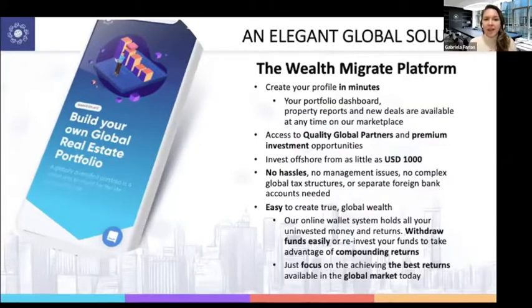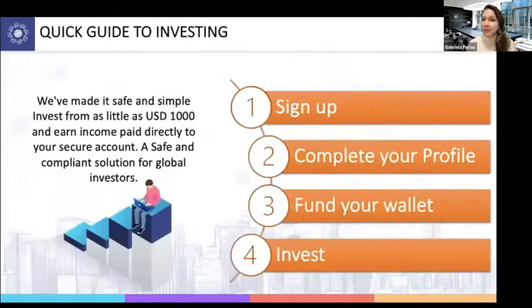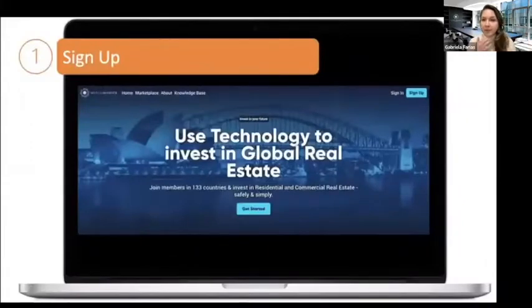What we have provided is a truly easy, I would say simple rather, way to create true global wealth for yourself through our online investment platform. And when I say easy, I mean it's super easy. It's 4 simple steps. You sign up to our Wealth Migrate marketplace, complete your profile, fund your wallet, and invest. And we'll go through that just now in this series of slides, and then I'll take you through a live demonstration of actually being able to invest in a global property a little bit later in our session.